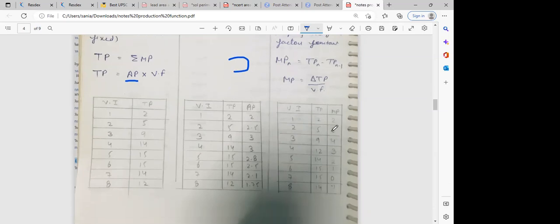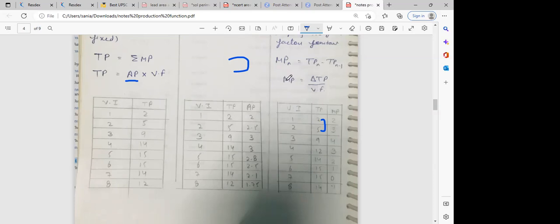Yes, ma'am. Over here you can see, you will subtract 2 from 5. You will get 3. Then you will subtract 5 from 9. You will get 4. Then 9 from 12. You will get 3. TPN minus TPN minus 1. Clear?